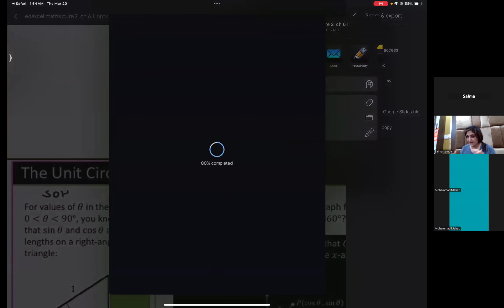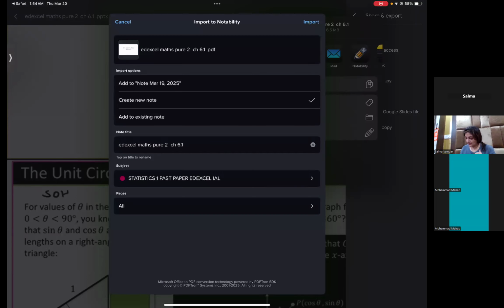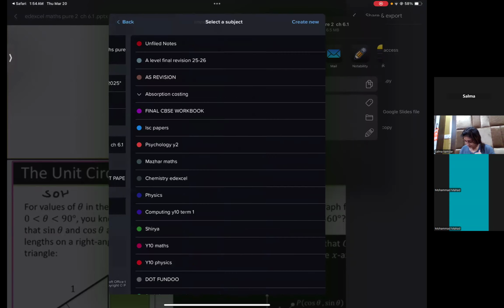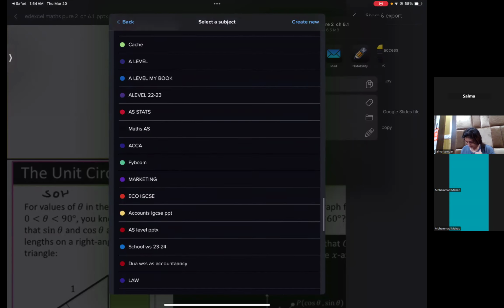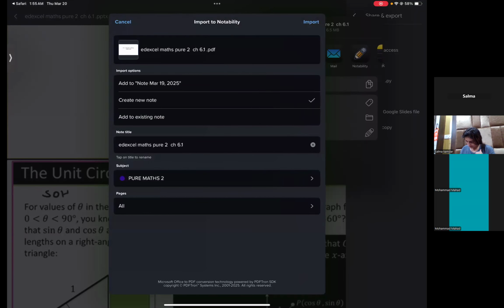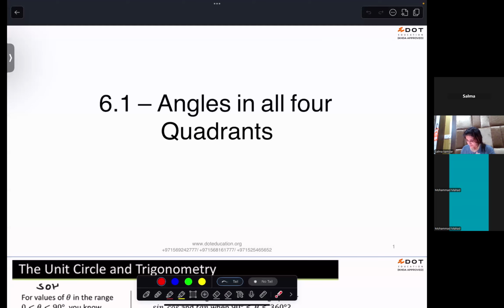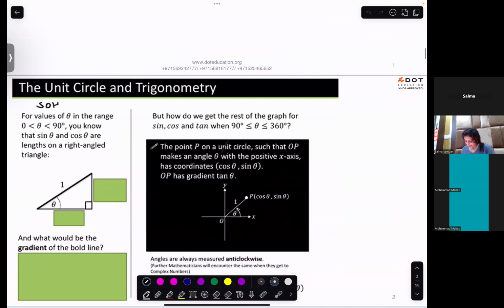You know that rule of SOHCAHTOA? Okay, can you tell me that rule, please? For sine, it's going to be opposite over hypotenuse. For cosine, it's going to be adjacent over hypotenuse. And tan would be opposite over adjacent.